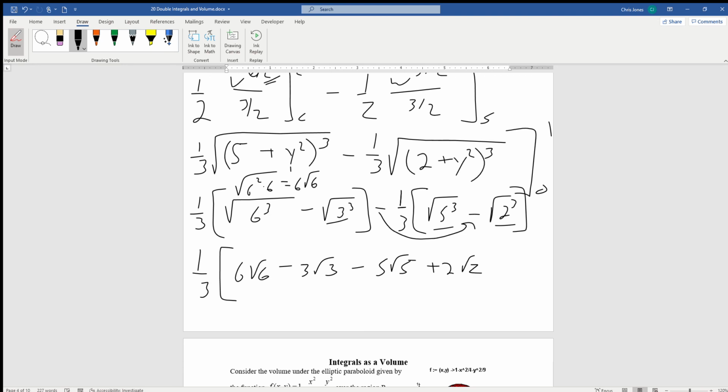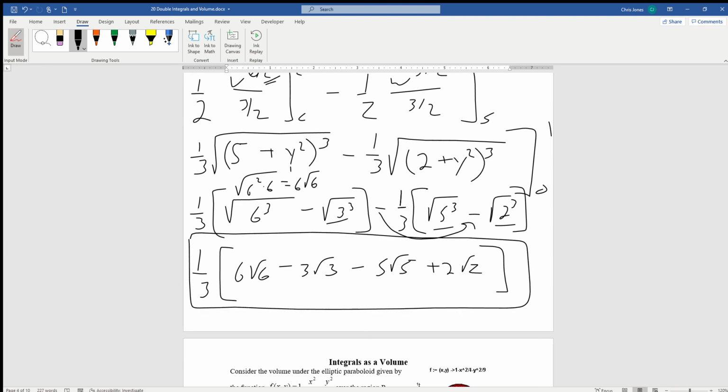Notice that we have a negative and a negative that turns into a positive. Right? And I think that's about as simple as we can make this. I'm sure we could factor something else out if we really wanted to, but at this point it's pretty ugly, so we're going to stop at this point.